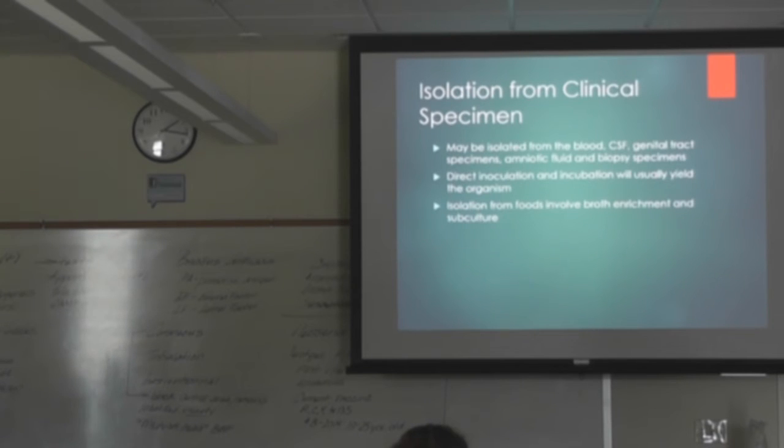Okay, isolation from clinical specimen. So you can get it from blood, CSF, genital tract specimens, amniotic fluid, and biopsy specimens. Direct inoculation and incubation will usually yield the organism. The thing about this one, it has kind of a funky incubation and temperature scale that goes along with it. Isolation from foods is going to involve broth enrichment and subculture, so it's not very straightforward.